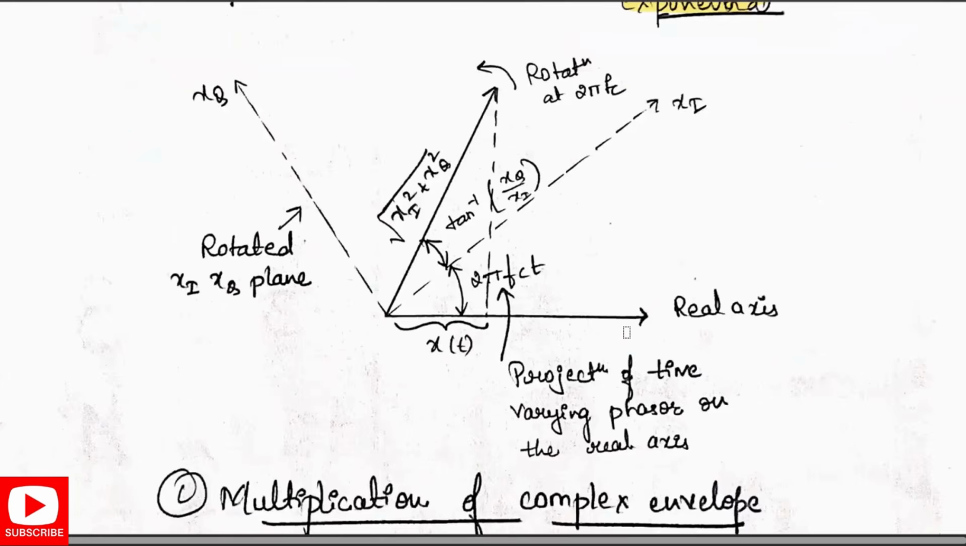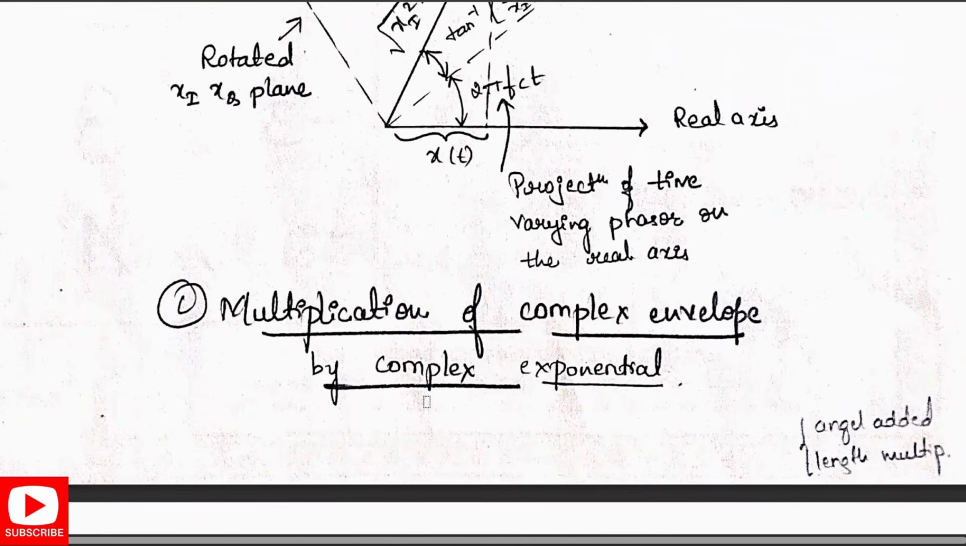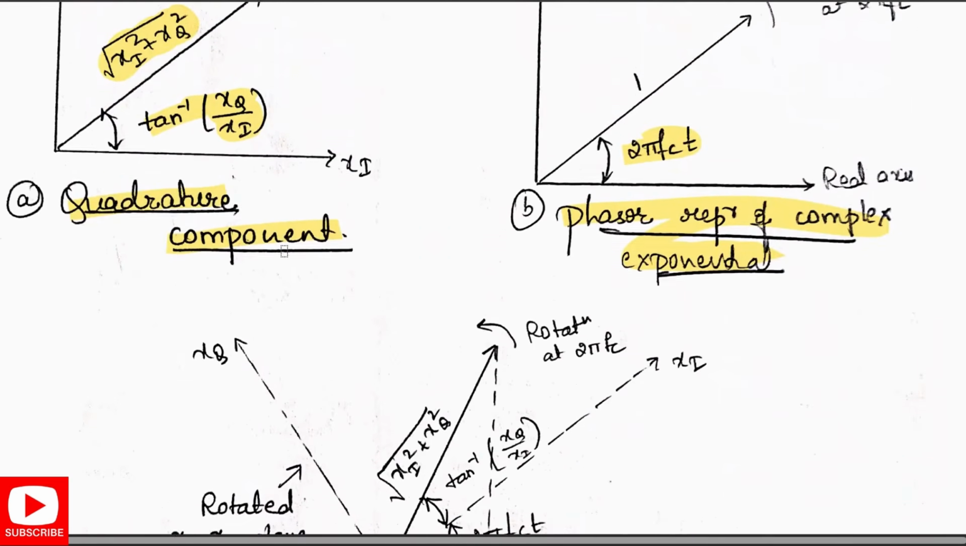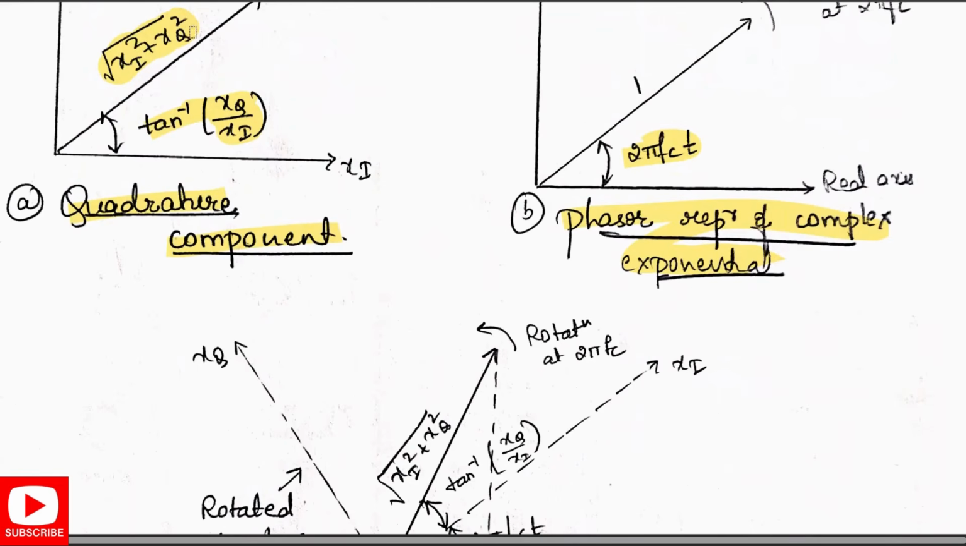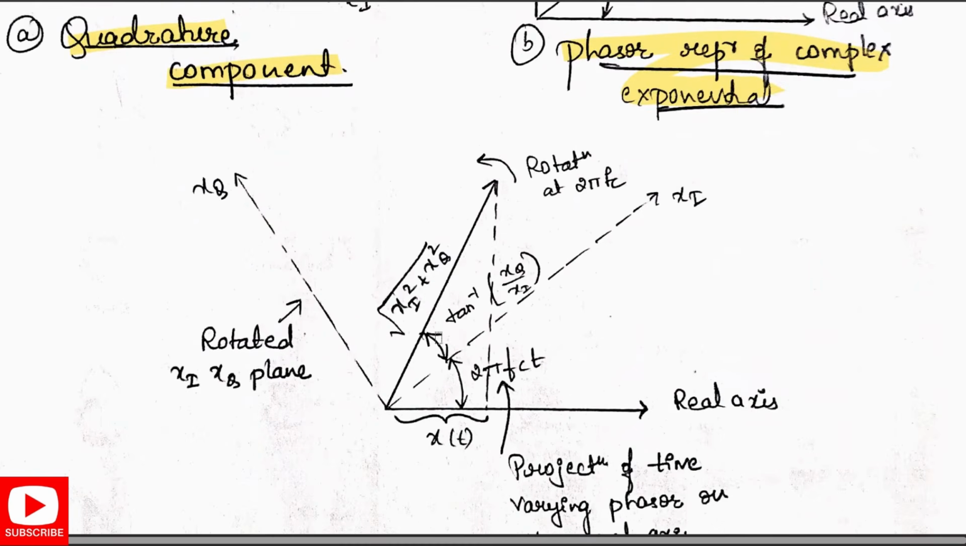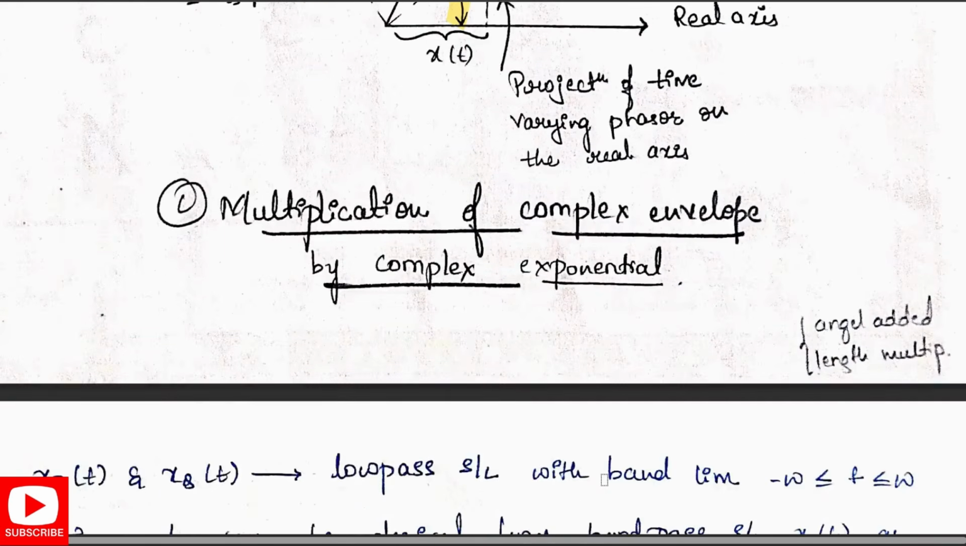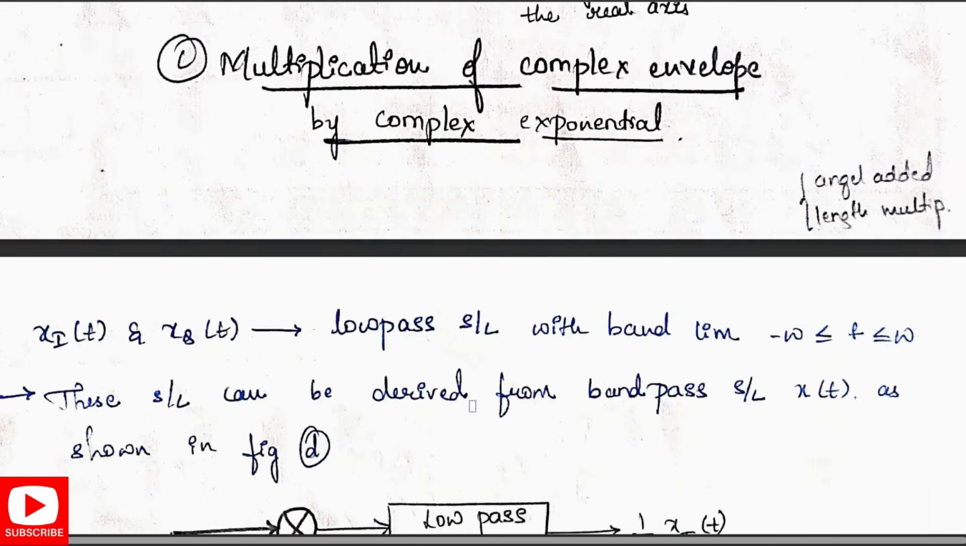Combining both of them, what happens here is you need to add up the angles, and the lengths get multiplied. So what is the length here? Here the length is the square root of xi squared plus xq squared, times 1. So that gets multiplied, and these two angles, tan inverse and 2 pi fct, get added. That is how it is represented like this. So you can see this is rotated at xi and xq, and the rotation happens at 2 pi fct, and this is the projection of the time varying phasor on the real axis. This is the multiplication of the complex envelope by the complex exponential.